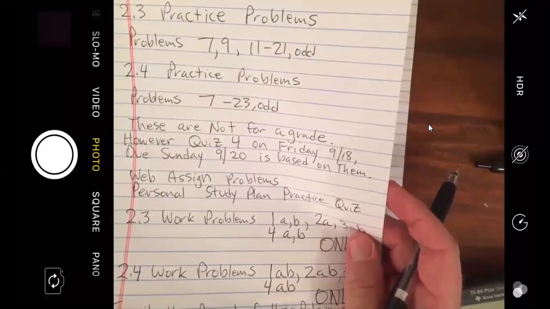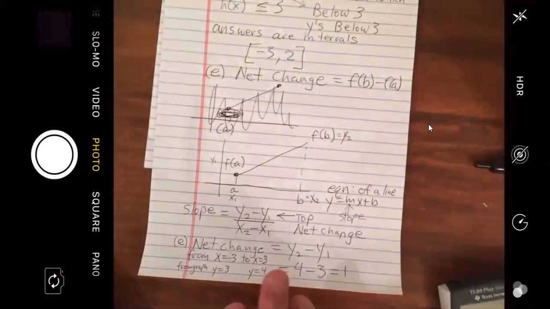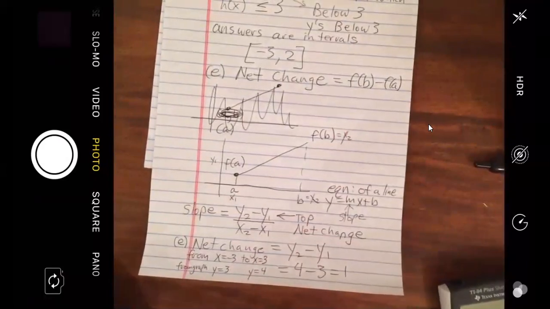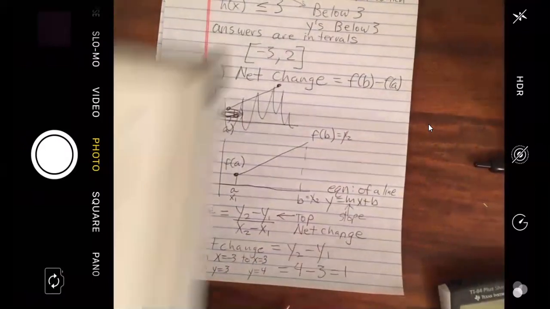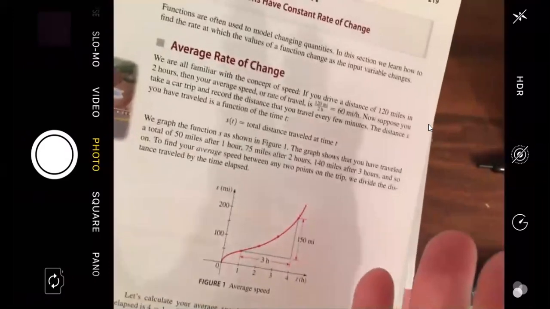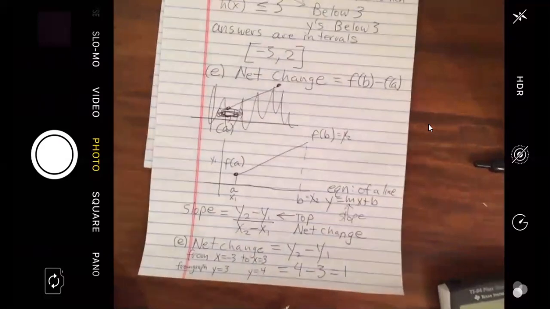Sketch a graph, find domains and ranges. Do you want another example of net change? I think I understand. Okay. Just to point ahead, see here's 2,4, average rate of change. They ask about average rate of change. Average rate of change is nothing but a fancy phrase for slope. See in the problems, just a second, let me look.